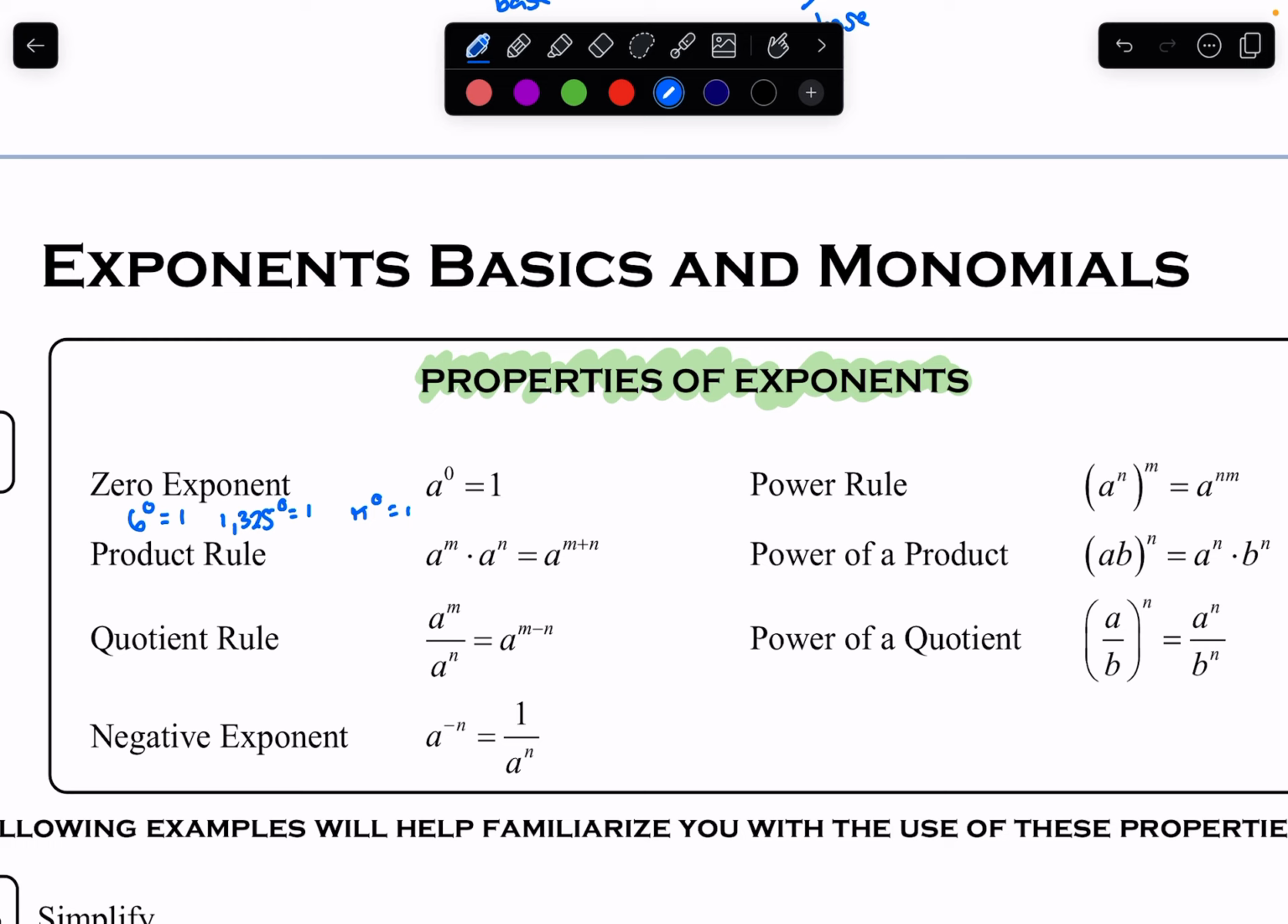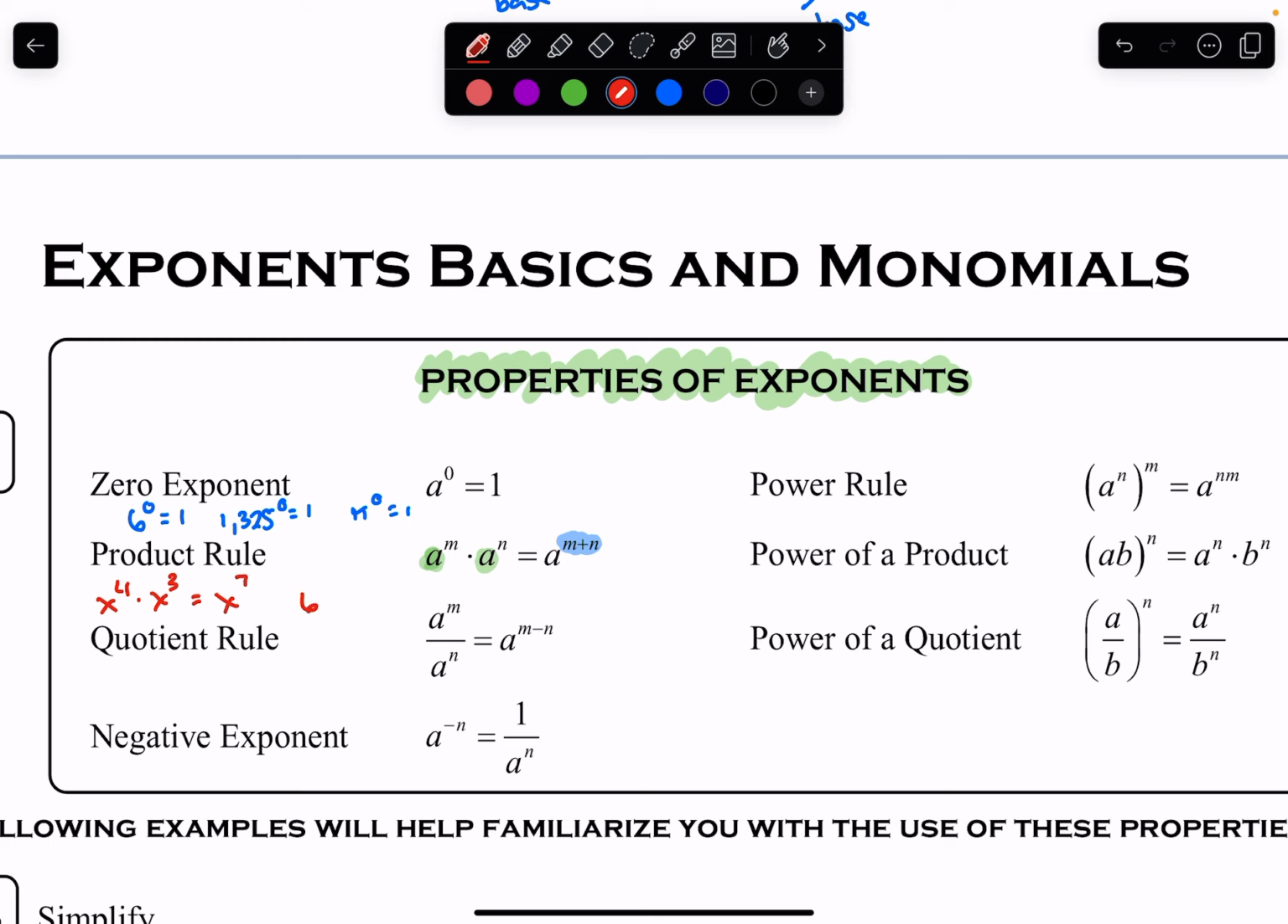Okay, second rule is called the product rule. And what this says is if you are multiplying two numbers together that have the same base, so if they both have the same big number at the bottom, then you can multiply those together. All you have to do is add the exponents. So for example, I'll switch colors here for you. If I have x to the 4th times x to the 3rd, because both the bases are x's, I can combine those together by adding the exponents.